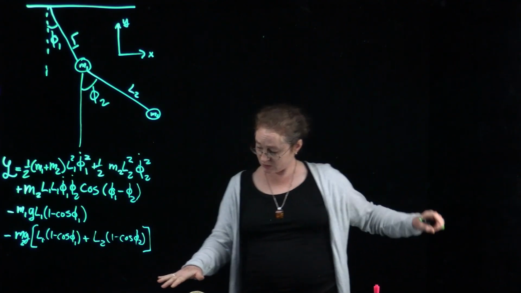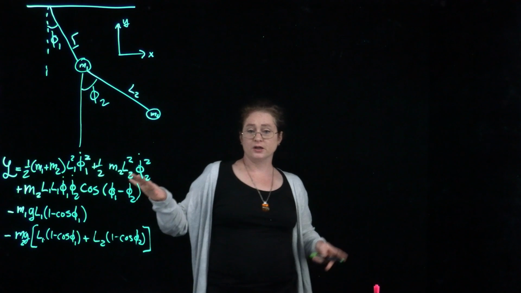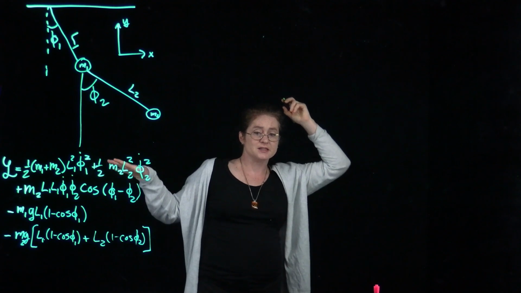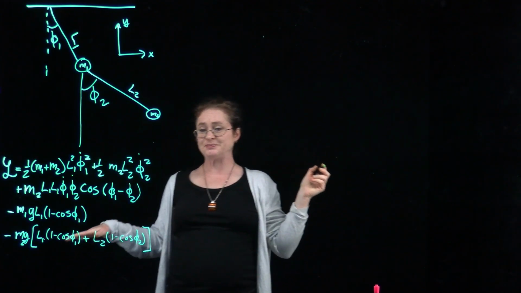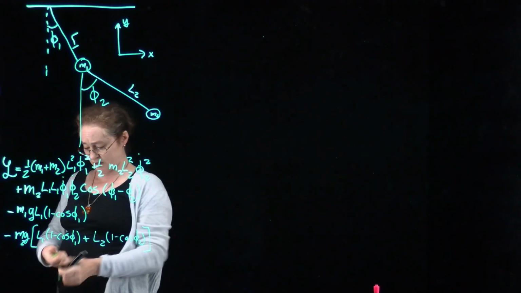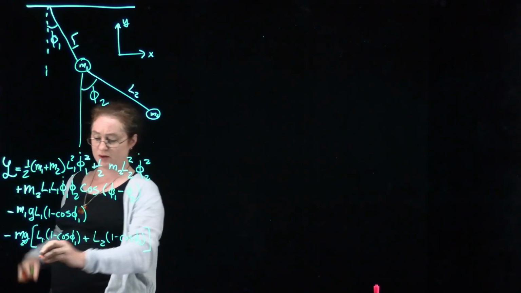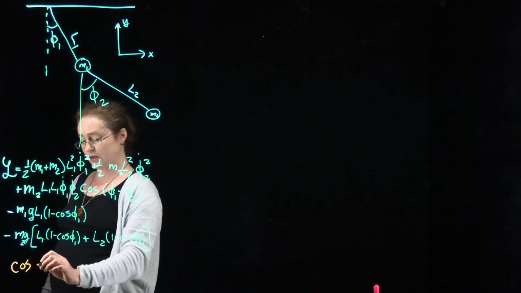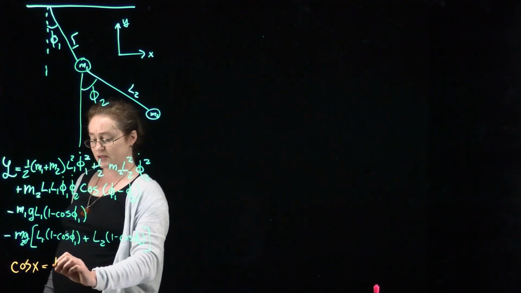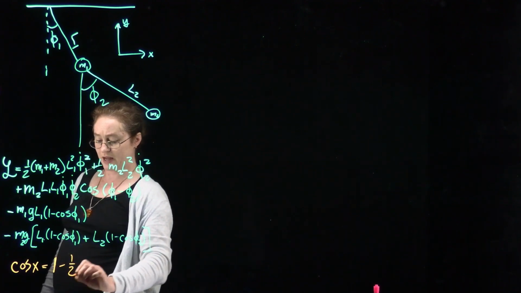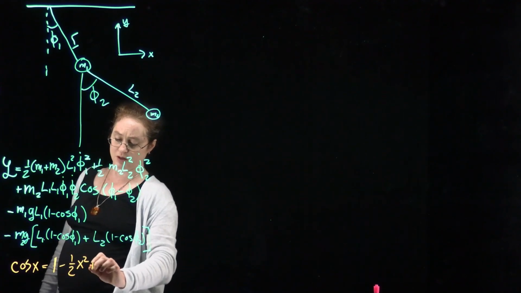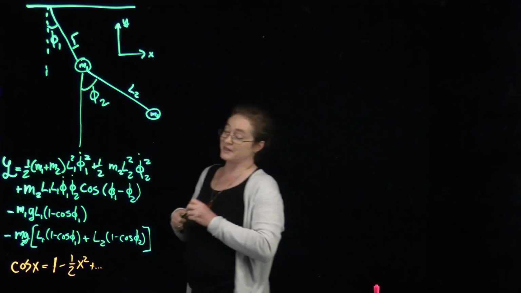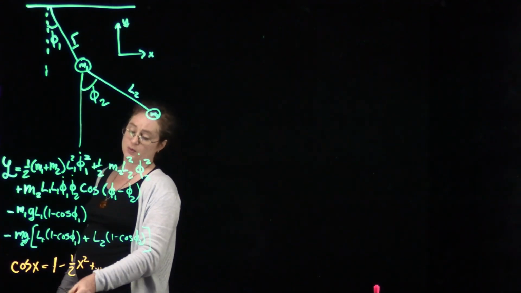So we are going to use a few different approximations. So the big one, we've got all these cosines in our Lagrangian. We're going to use the Taylor series. We've got 1 minus cosine phi. That shows up a lot. Cosine of a small angle is approximately equal to 1 minus 1/2 that angle squared plus higher order terms. So if we look at these and we drop the first non-zero term, we're going to be left with 1/2 phi 1 squared.